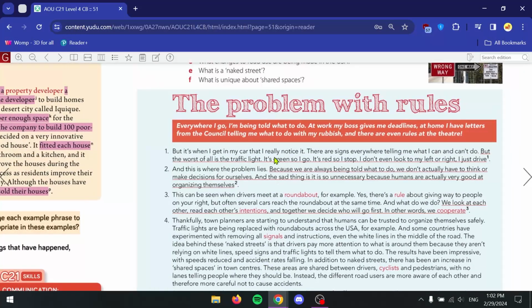The main idea would be problem. The writer has a problem with rules, based on the header of the text and based on his overall attitude. It seems that he does not like being told what to do whatsoever.